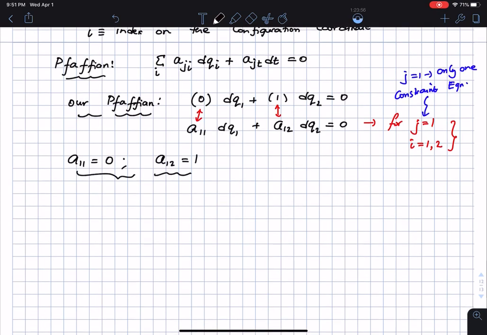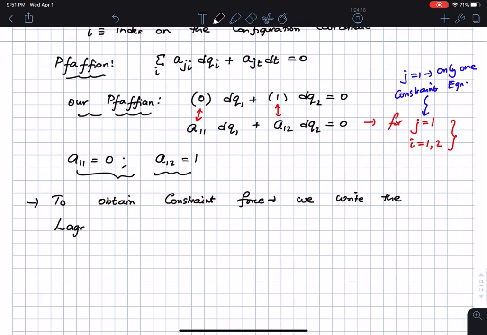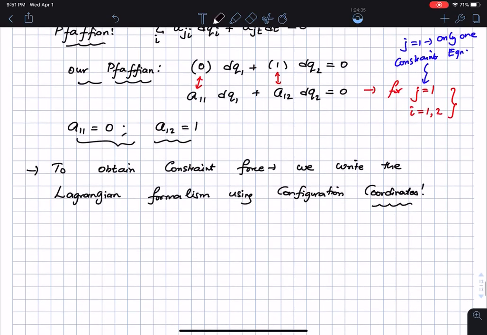We are going to write the Lagrangian formulation or the formalism using the configuration coordinates rather than the generalized coordinates, okay, to obtain the constraint force. We write the Lagrangian formalism using configuration coordinates. That is very important to realize.